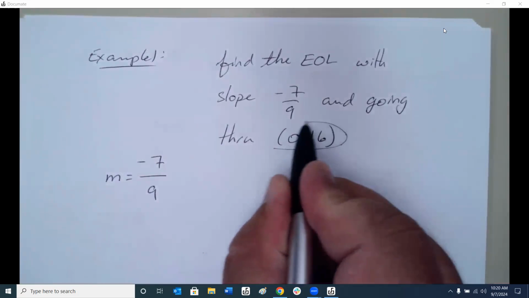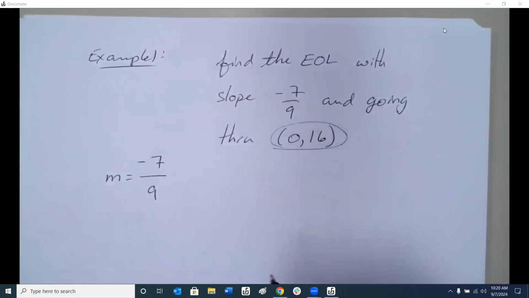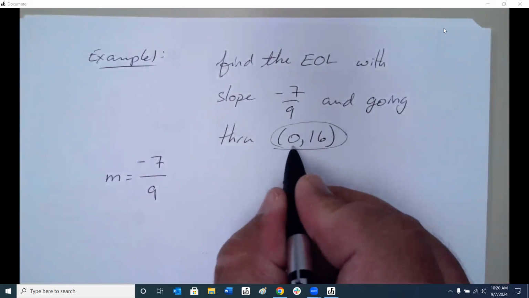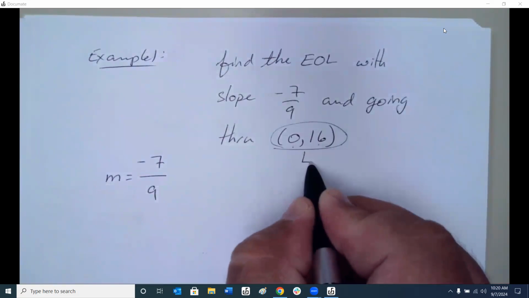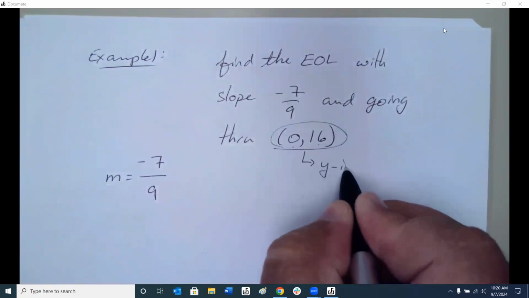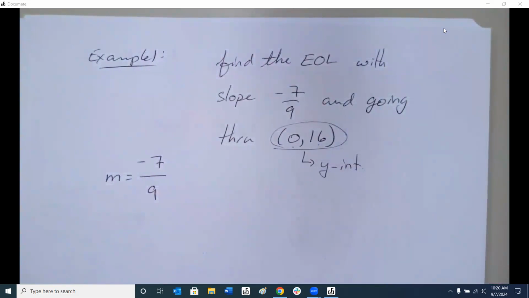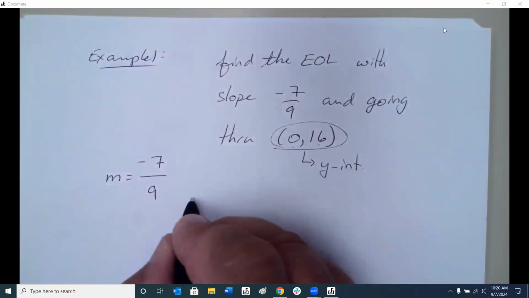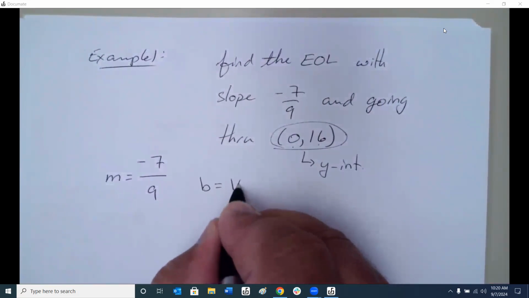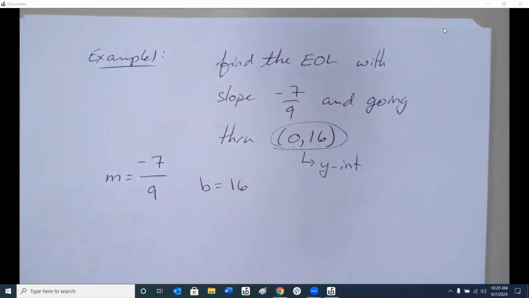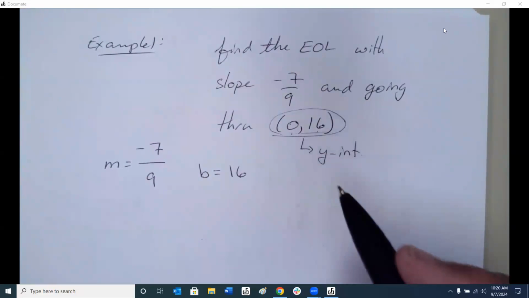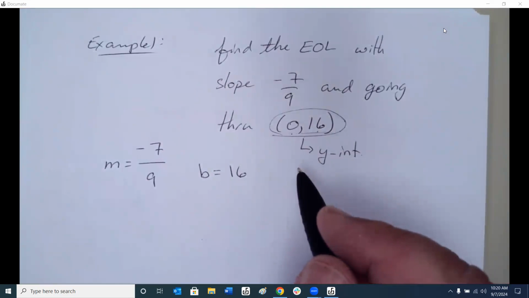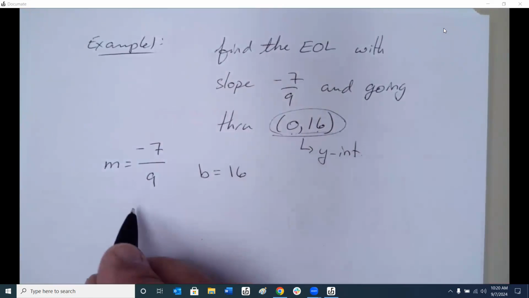Look at this point. X is 0 and the y is 16. That's the y-intercept. So my b is equal to 16. Let's do it both ways. Let's say you didn't notice that. How many of y'all noticed that? Okay, so we'll do it both ways.